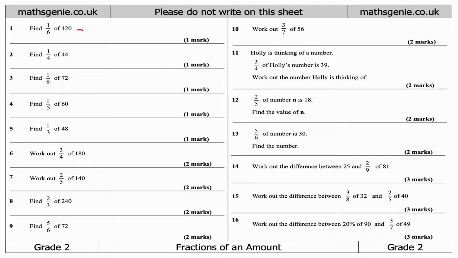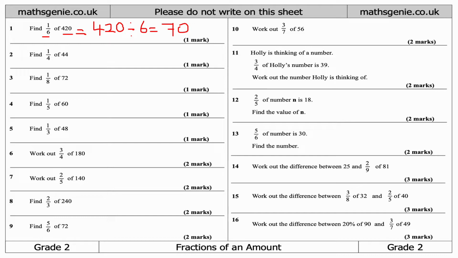This is question number 1, guys. It says find a sixth of 420. So this is what I call a fraction of an amount. What I do is I take the number and I divide it by the denominator. So I do 420 divided by 6. Now 42 divided by 6 is 7, and then I'm going to put a 0 at the end, because it's 10 times bigger than 42.